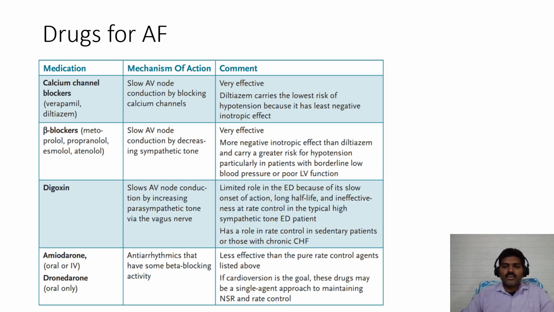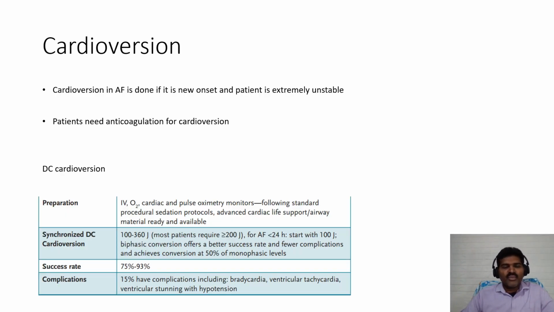You have an option of cardioversion, but cardioversion is usually not performed for AF unless you clearly know that the AF has started in less than 48 hours and the patient has no clot in the right atrium. Then only you go for cardioversion. Patients need anticoagulation before going for cardioversion. DC cardioversion is the preferred method.